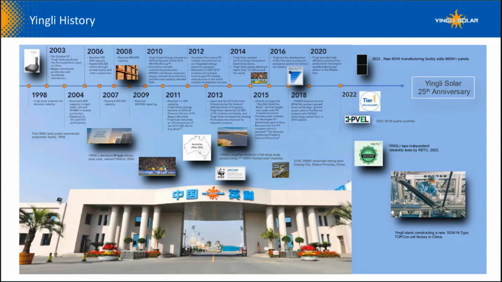In 2016, we led the development of the first clean production evaluation system for China's PV industry. Today, our capacity continues to grow, as does our product development. It may be a little bit difficult to read the smaller print on this slide. However, you will be able to access this presentation afterwards to view all of the bullet points individually.